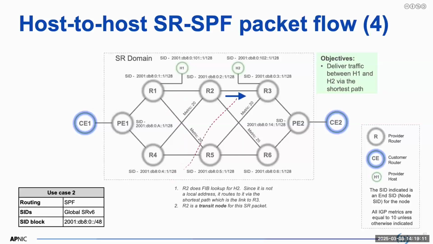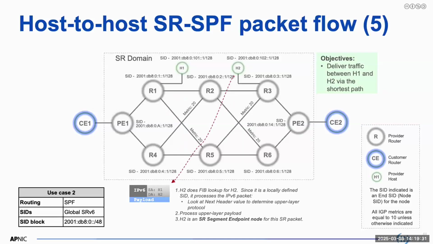And in this case, again R2 will check the destination address, which is H2. It will forward the traffic to R3, and R3 will receive it and forward it to H2 as well. So this is similar to how we do routing nowadays.